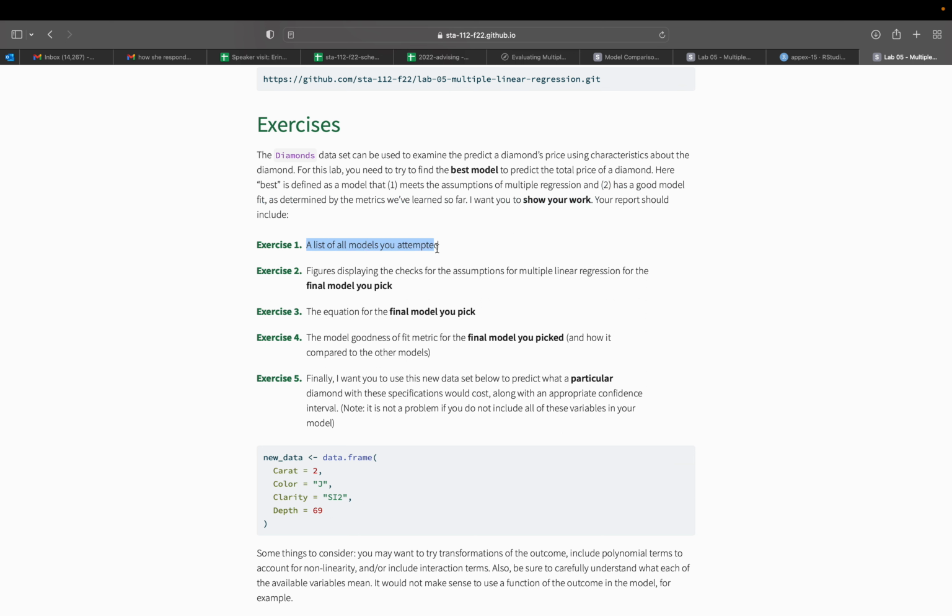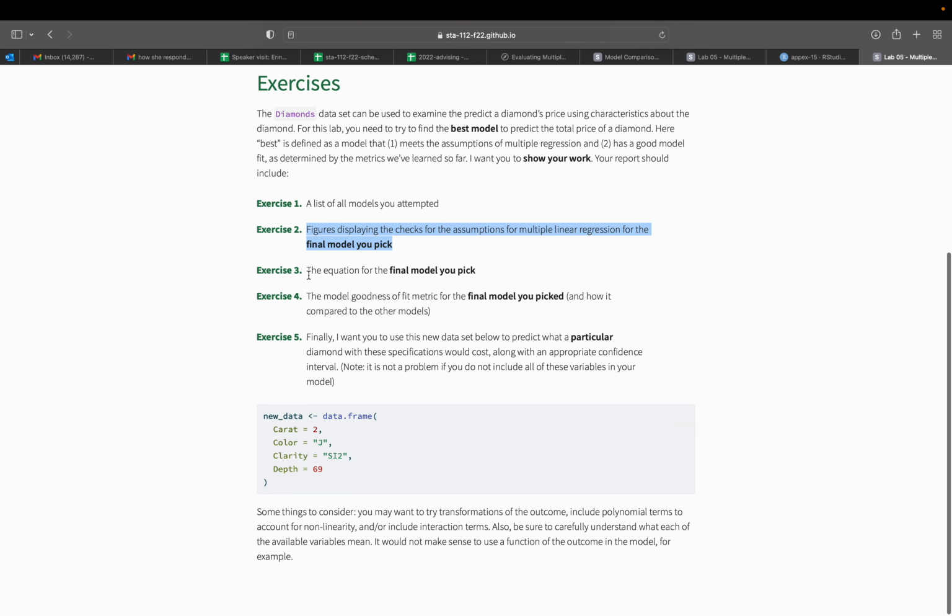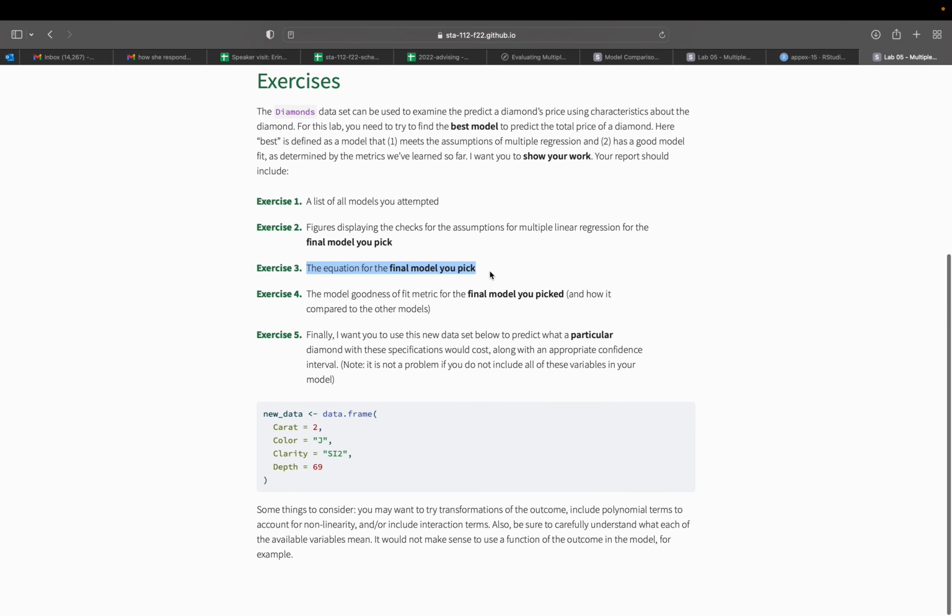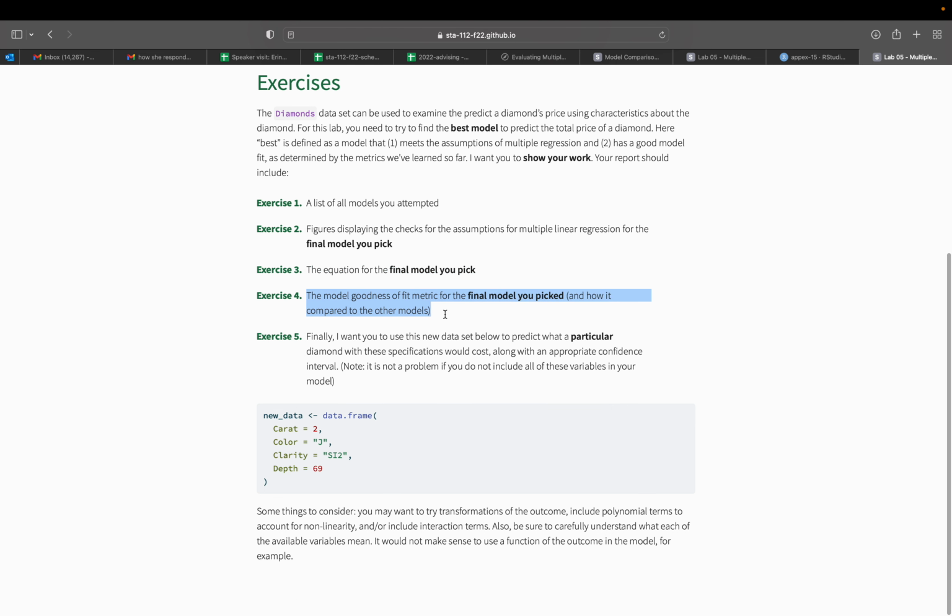In the end, I want you to list all of the models that you've attempted. I want you to include the visualizations for the final model you pick. You're probably going to iterate through a lot of different models, but I want to make sure in your report that you have the residuals versus fits plot and the QQ plot for the final model you pick, just to show that it met the assumptions of multiple linear regression. I want you to include the equation for the final model you fit. You'll likely use either AIC or BIC, or maybe adjusted R-squared to decide on the final model. So I want you to report the goodness of fit metric for that model and how it compared to the other models you tried.